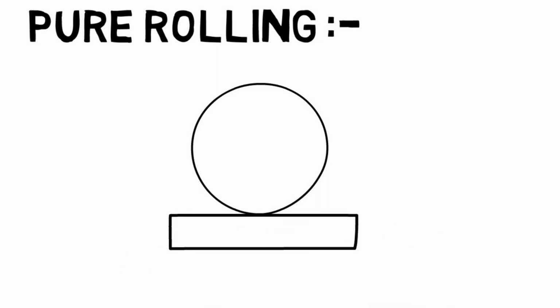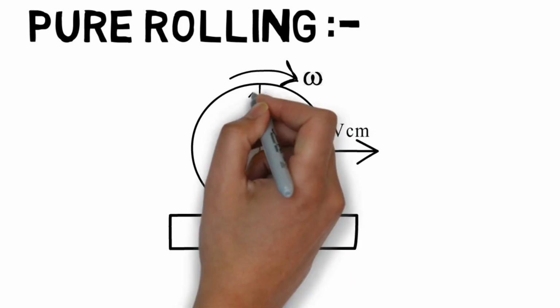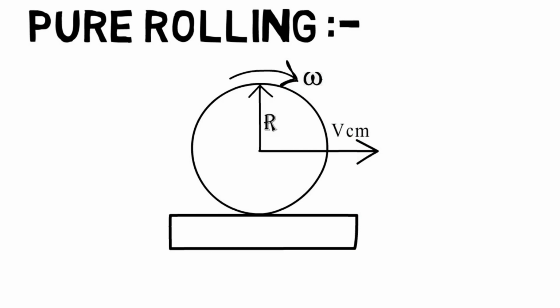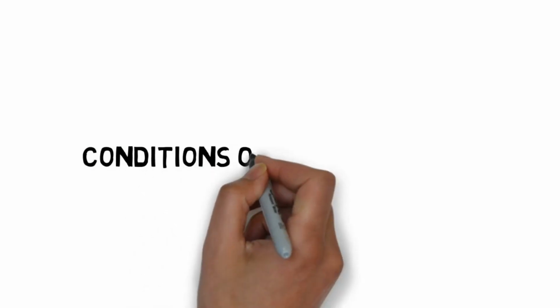Suppose there is a disk which is executing pure rolling on the ground, rotating with angular velocity omega, the velocity of the center of mass is VCM, and the radius of the rotating disk is r. So what is going to be the criteria for it to perform pure rolling?